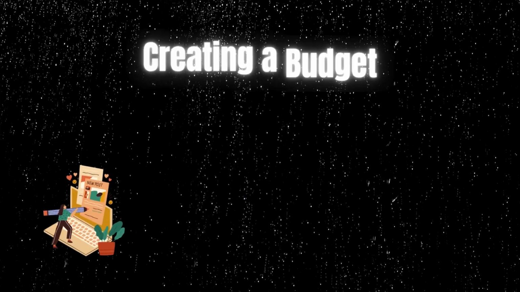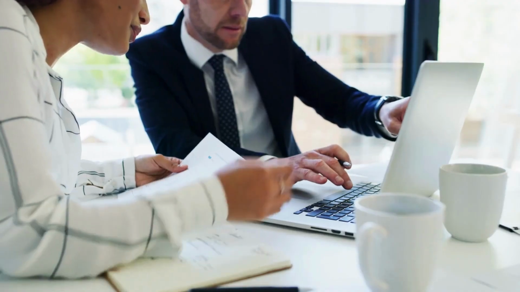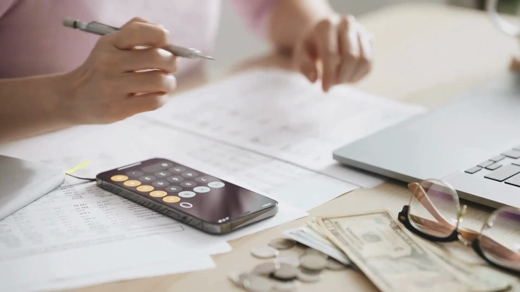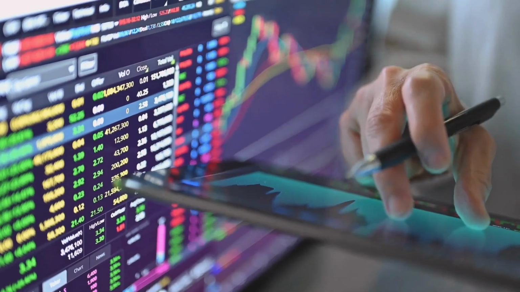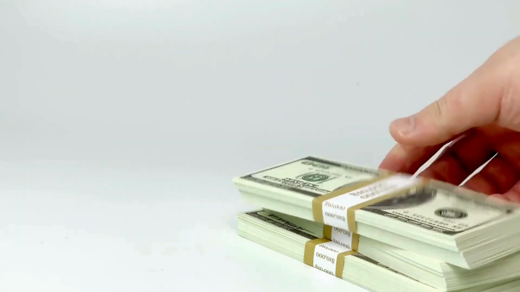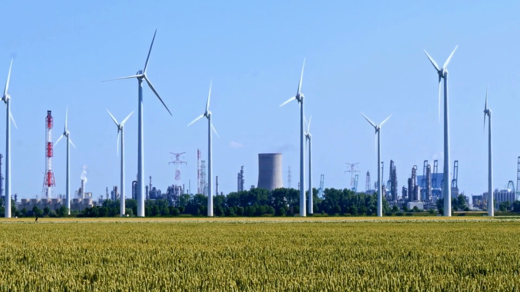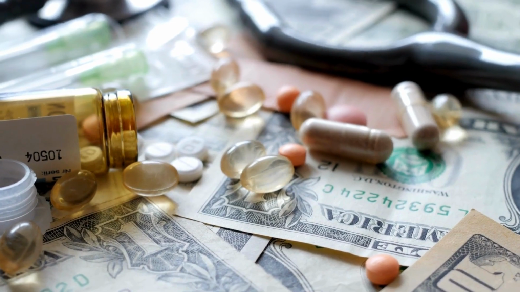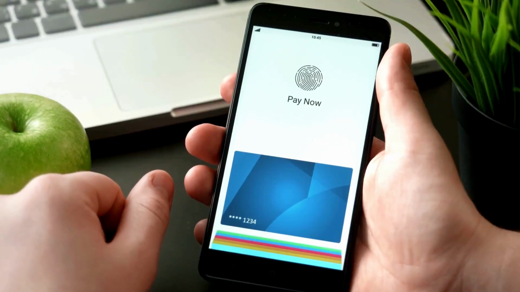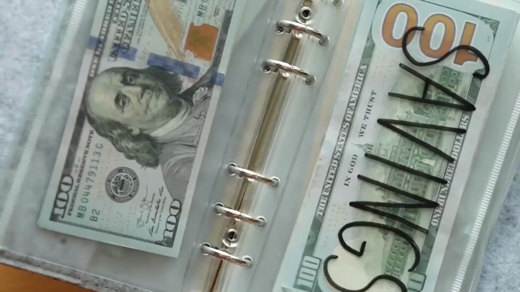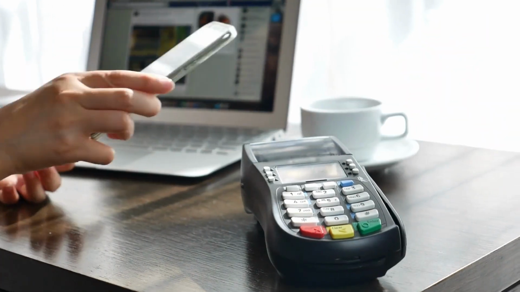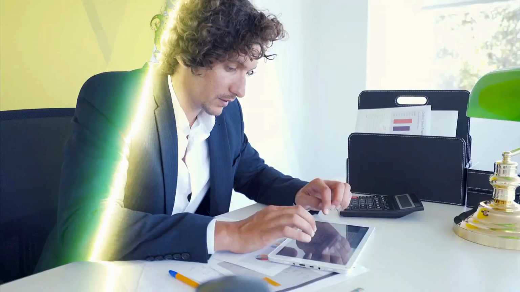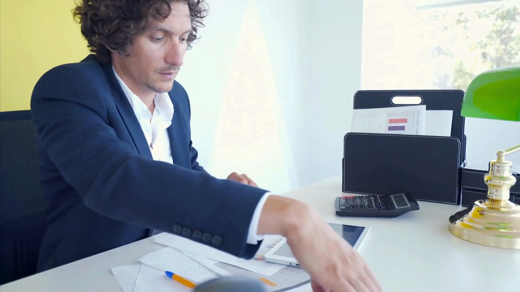Number 2. Creating a budget. Once you have a clear understanding of your debt, it's time to create a budget. A budget helps you track your income and expenses, identify areas where you can cut back and allocate funds towards debt repayment. Start by listing all your sources of income and fixed expenses, such as rent or mortgage payments, utilities, and groceries. Then, allocate a portion of your income towards debt repayment, making sure to cover minimum payments on all debts while focusing on paying off high-interest debt first.